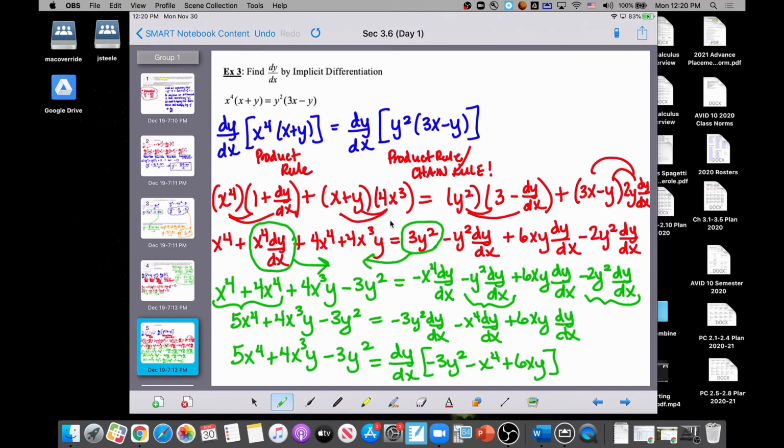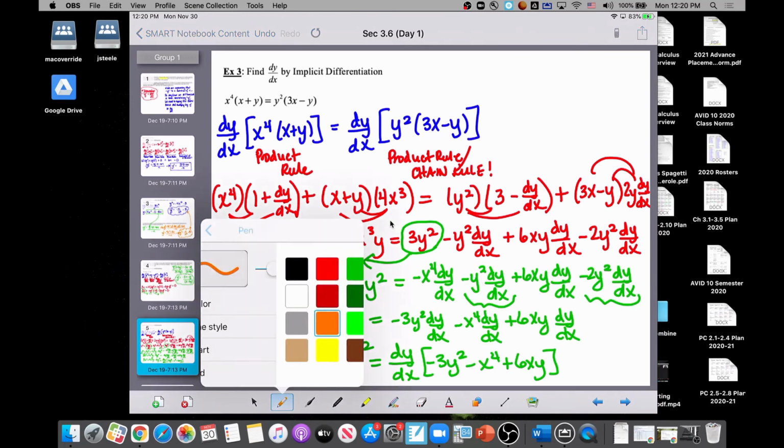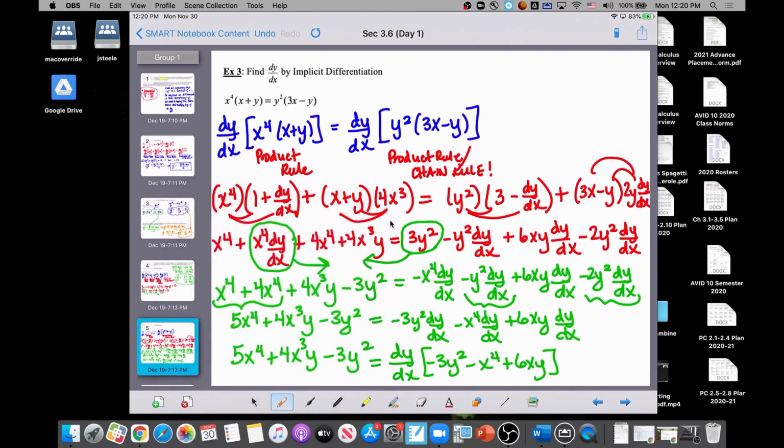And so then the last step is going to be dividing by the terms that I have in the bracket, the negative 3y squared minus x to the 4th plus 6xy. I'm going to divide both sides of the equal sign by that, so I'm just going to go ahead and sneak my answer up here in the corner.